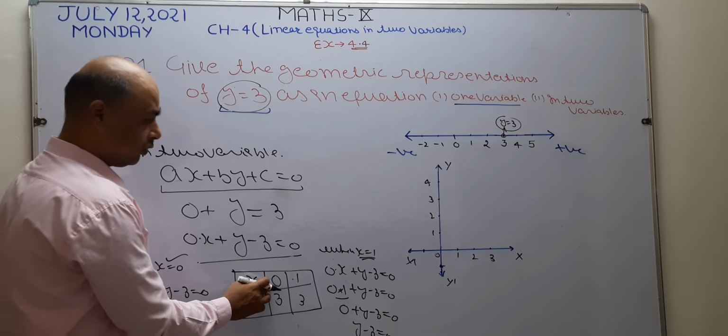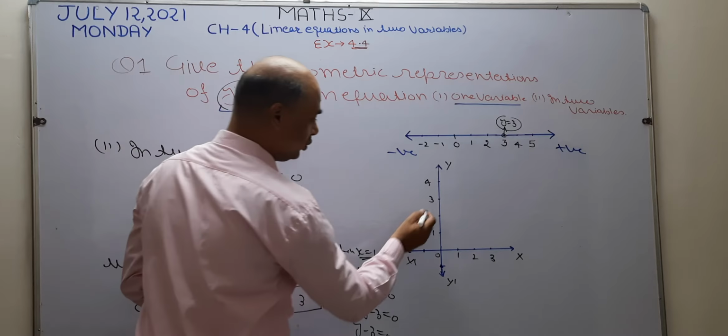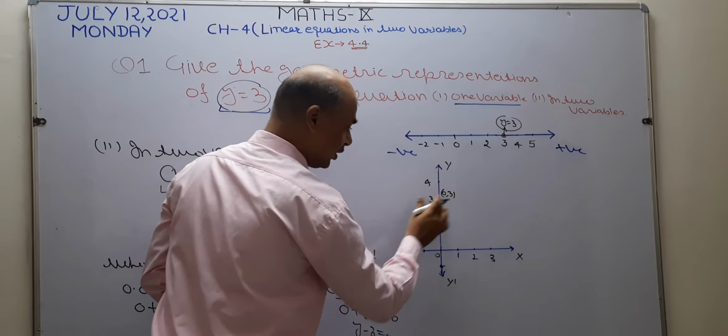So x value is 0. Where is x is 0? At this point x is 0 and the value of y is 3. Where is the y value 3? Here. So this point is the first point. The point becomes 0 and 3. This is the first point.